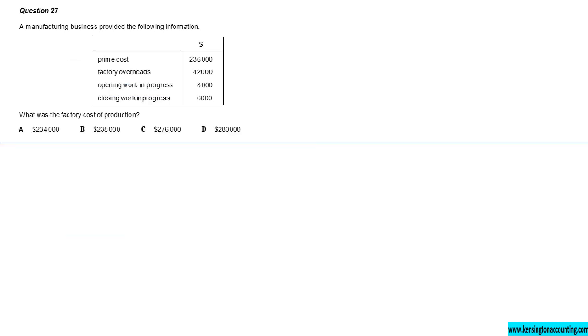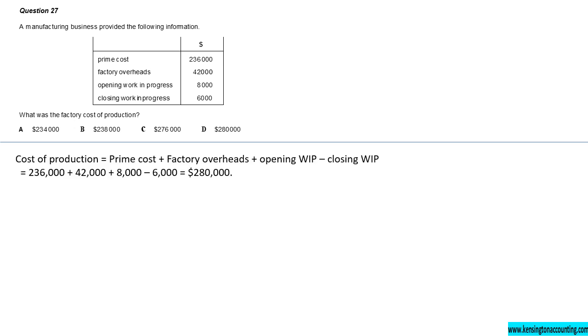Question 27 is about a manufacturing account. We need to find the factory cost of production. Cost of production is prime cost plus factory overheads plus opening work in progress minus closing work in progress. This is how it is calculated. So prime cost is 236,000, overheads is 42,000, opening WIP is 8,000, closing WIP is 6,000. Therefore, cost of production is 280,000. The answer is D.